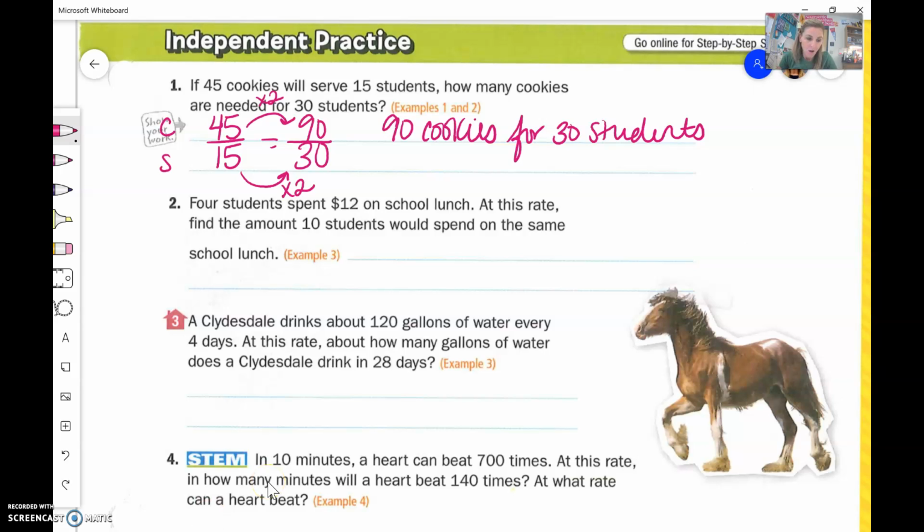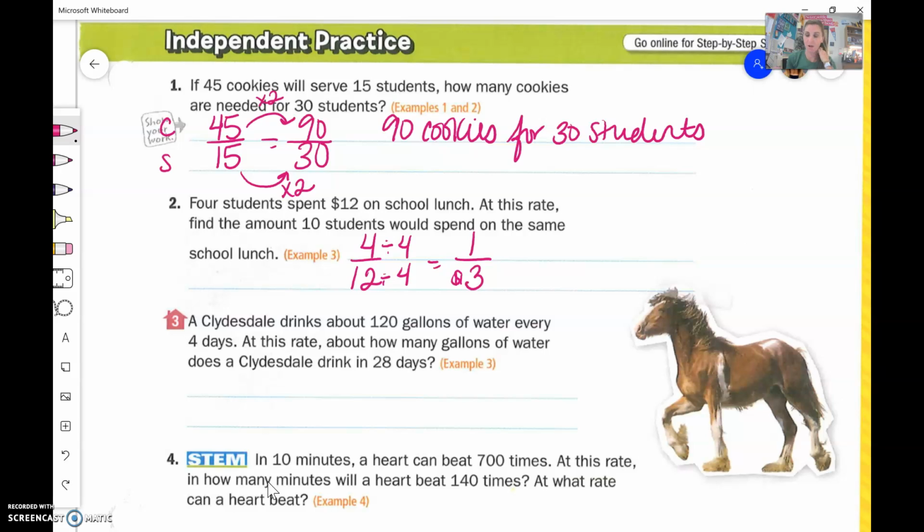All right, next one. 4 students spent $12 on lunch. At this rate, find the amount 10 students would spend on the same amount of lunch. So 4 students spent $12. So let's figure out how much that is per lunch. Okay, so I know that I can divide each of these by 4. So one student, 12 divided by 4 is going to be $3. So for every one student, one student is going to spend $3.